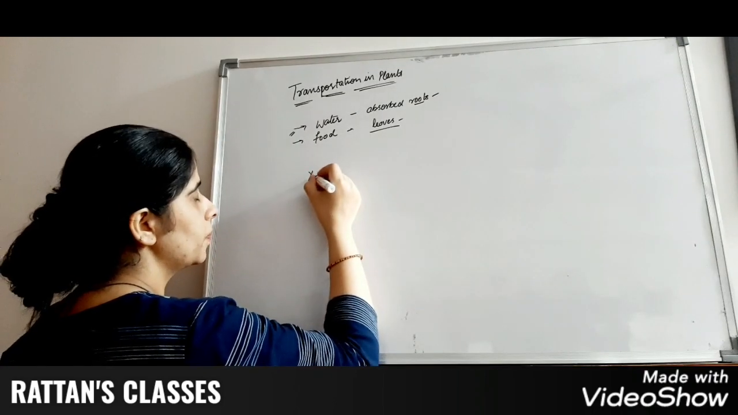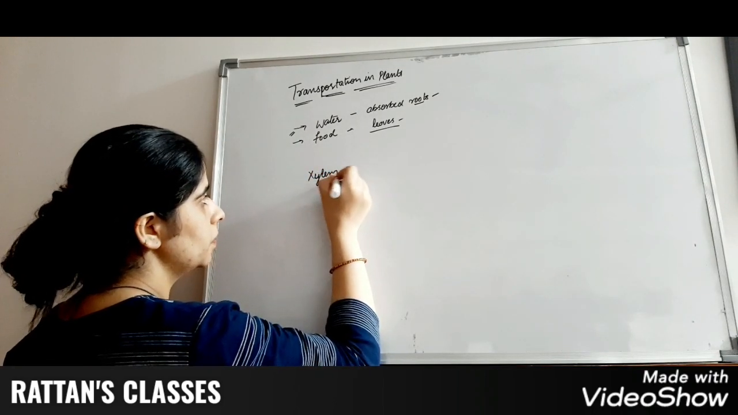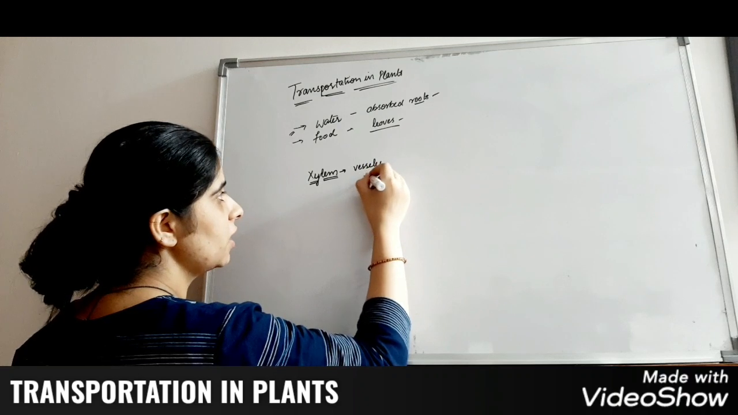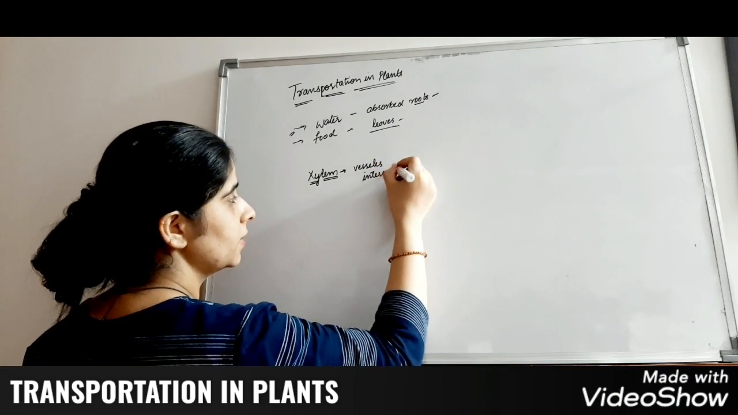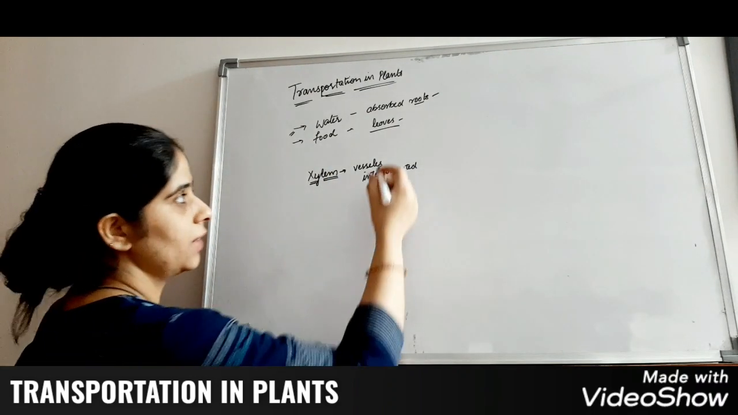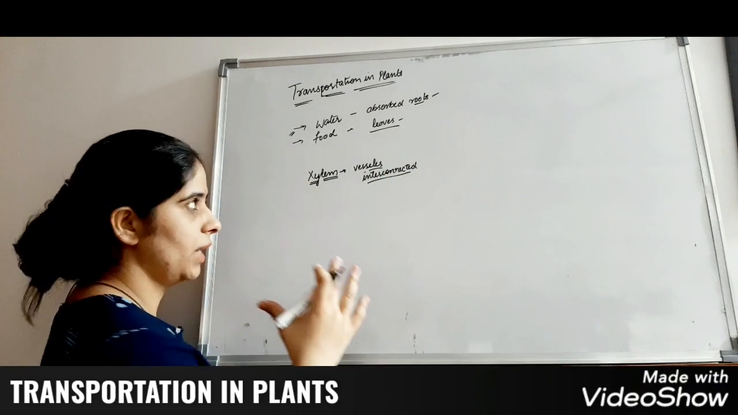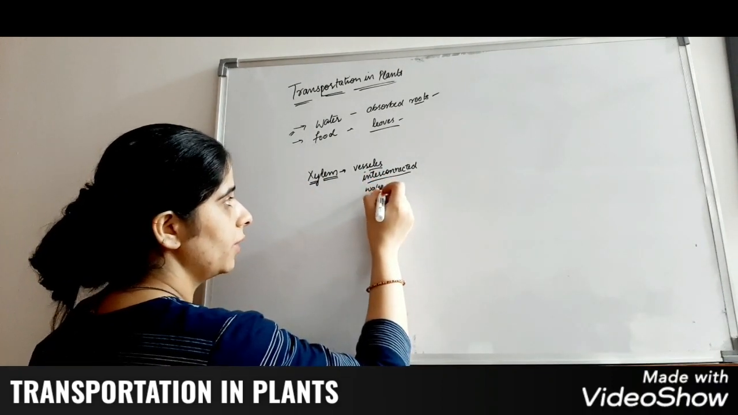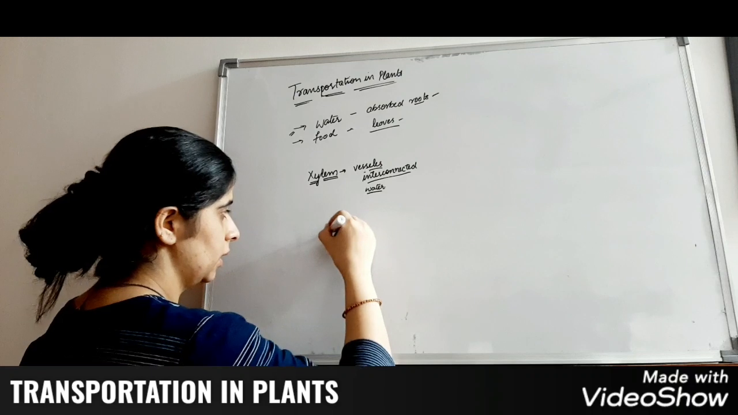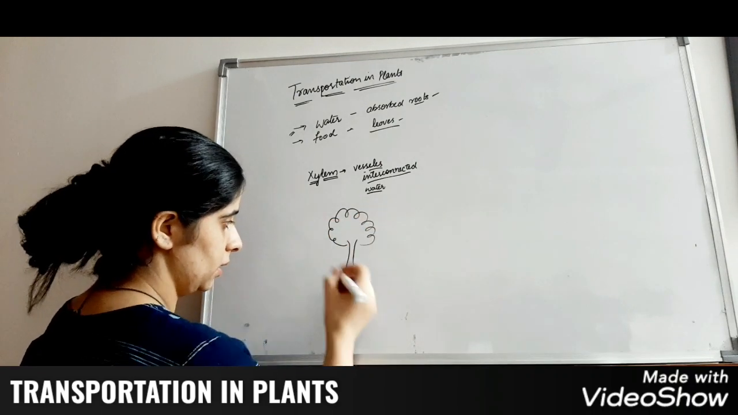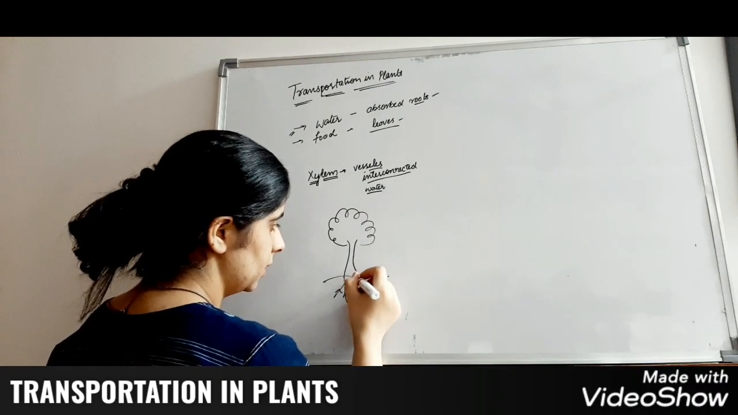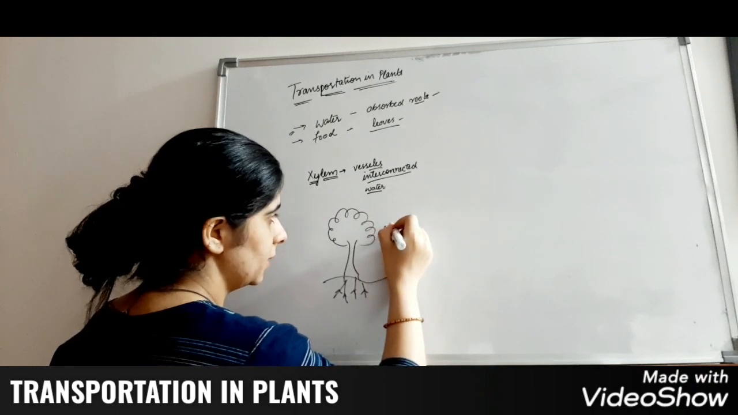There is a tissue, xylem tissue. These are the vessels which are interconnected all through the plant body so that water can be transported. Let's talk about a tree. This is the root part and this is the aerial part.